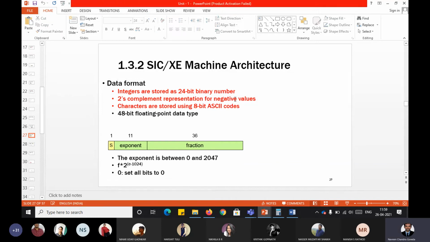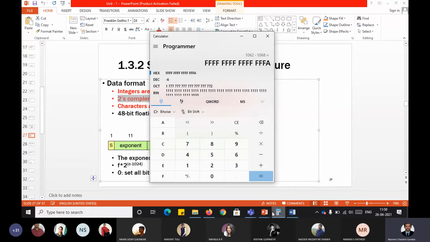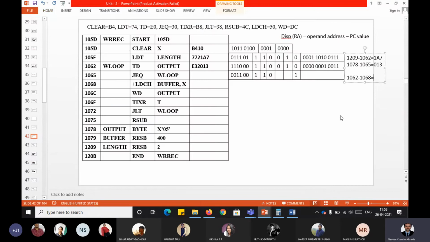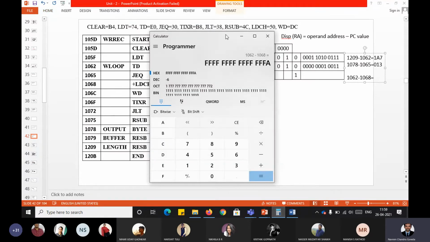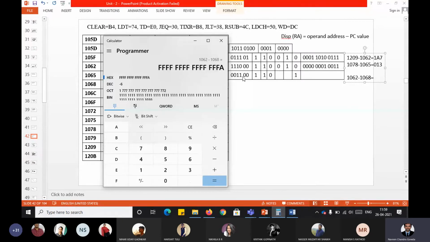2's complement. Exactly. Negative numbers are represented as 2's complement. When you subtracted 1062 minus 1068, we got minus 6. But you can't represent minus 6 directly, so that minus 6 has to be converted to 2's complement. But how to take 2's complement?